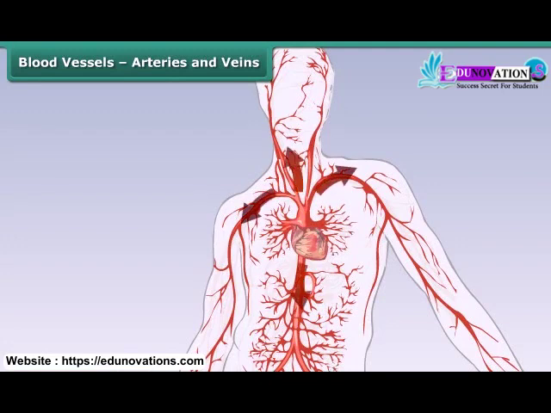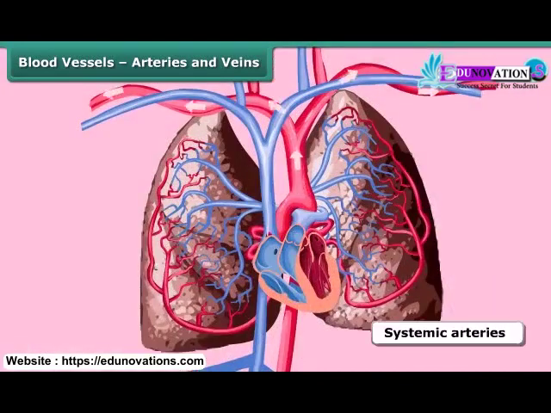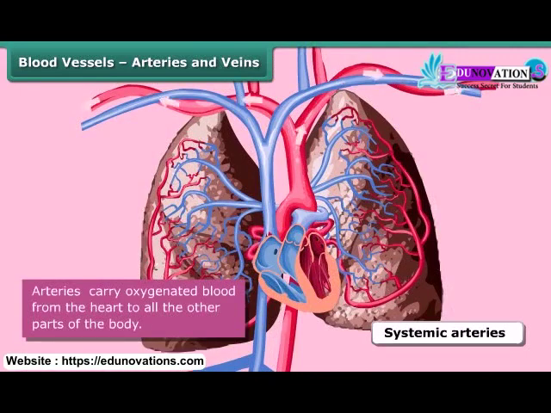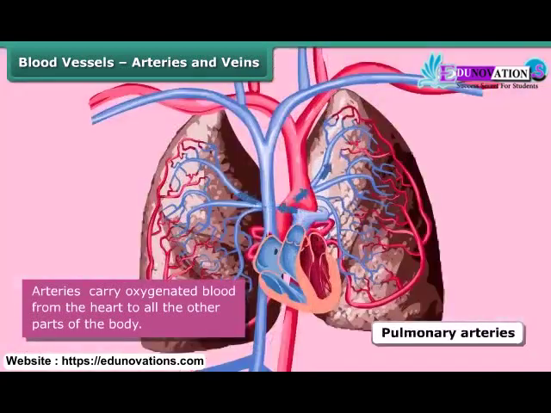Arteries are blood vessels with thick walls. They carry oxygenated blood from the heart to all the other parts of the body. Arteries are of two types: systemic arteries. They carry oxygenated blood from the heart to the other parts of the body. Pulmonary arteries. They carry deoxygenated blood from the heart to the lungs.